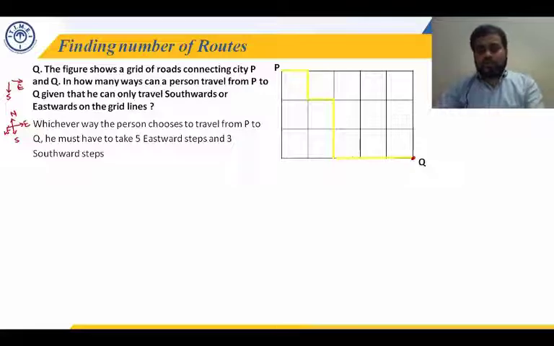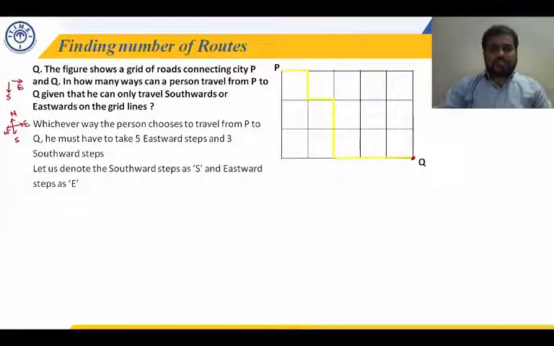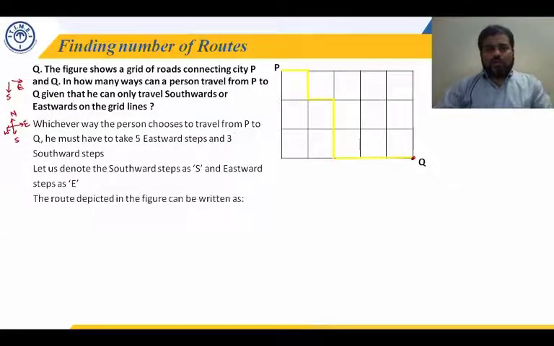I'm just going to write it here. Let us denote the southward steps as S and eastward steps as E. So this particular yellow line on the grid that you see, the route depicted in the figure can be written as ESE, SSEEE. Now look at my pointer on the grid. East, then south. So this is E, S, E, S, S, E, E, E. That is what I have written here. I hope you understood this. Now this is just one way.